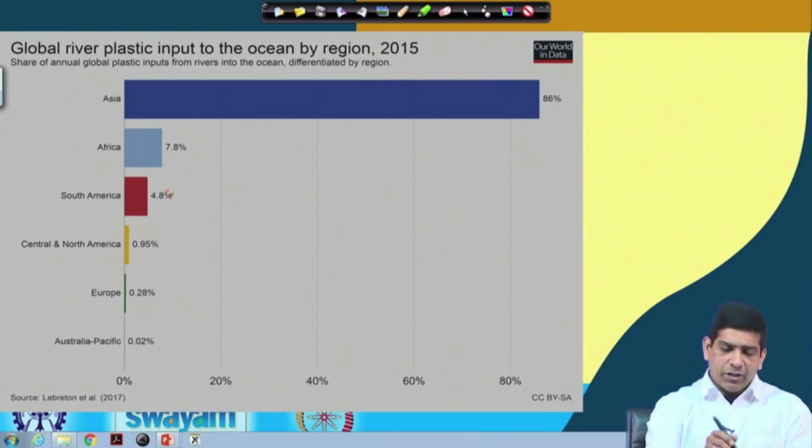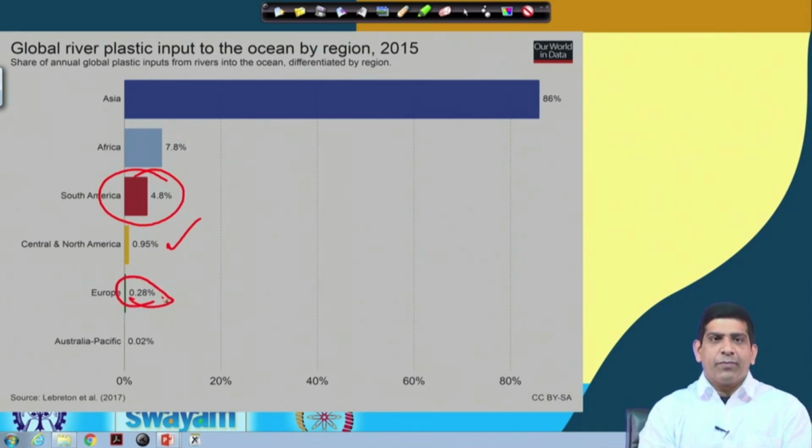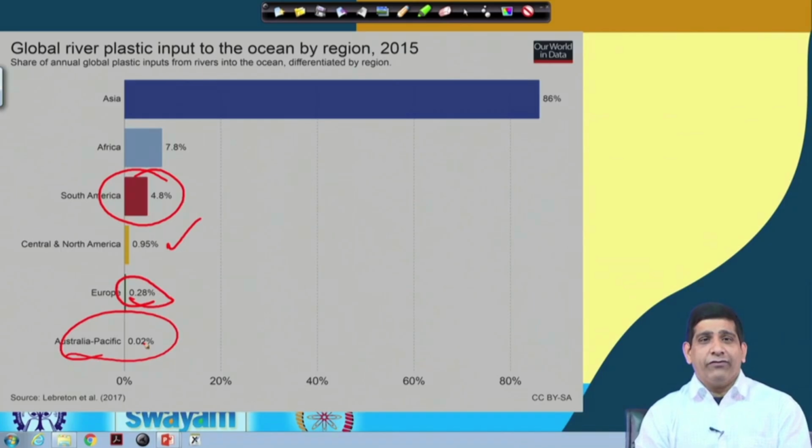South America, again fewer people, 4.5%. Central and North America, close to 1%. Europe, very good waste management practices, 0.3%. Australia Pacific, not many people out there. Australia's population, I think, is close to New Delhi's population. If you take the NCR, it will probably be less than the NCR population.